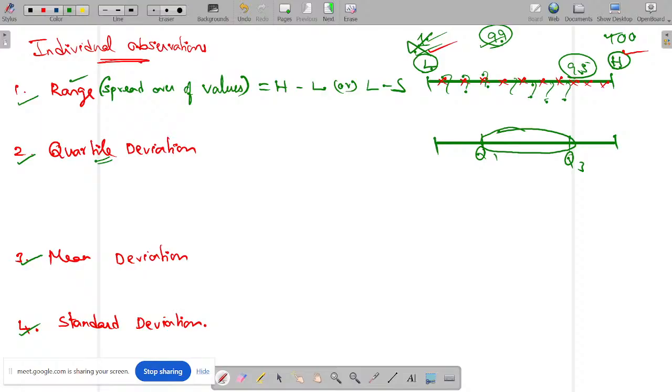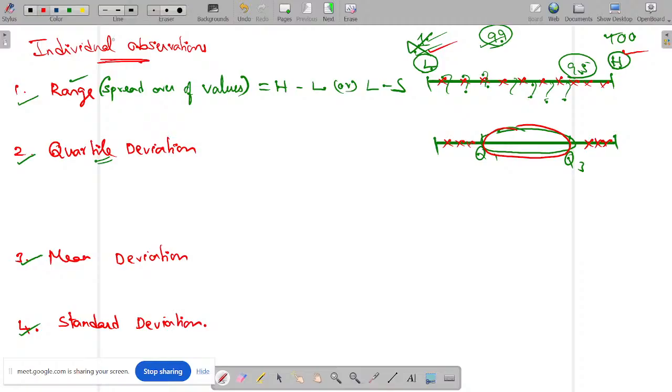So what happens here is we are focusing on the middle, which means we are not considering all the values. The middle will be having high density value. High means what? Many repetitions. High frequency will be there only. So we are going to consider quartile deviation.